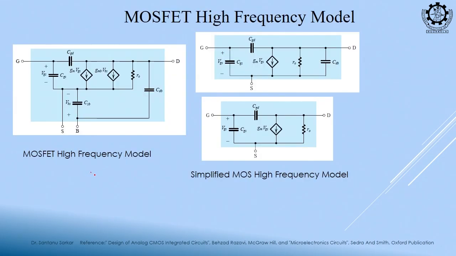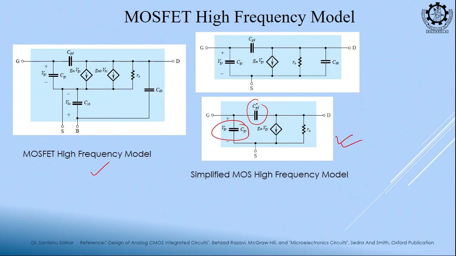So, this is the complete model having all the caps, and if we neglect a few caps, this is my simplified model. In the simplified model what are we considering? CGS and CGD; drain to bulk we are neglecting. Previously we had this gate, that was our low frequency model. Now, gate to source one cap will be there, gate to drain one cap will be there, that is it.